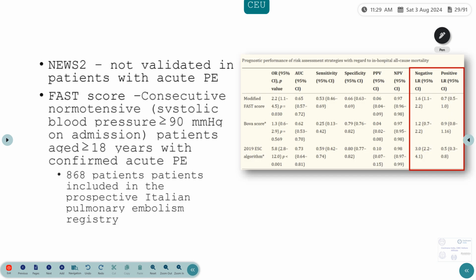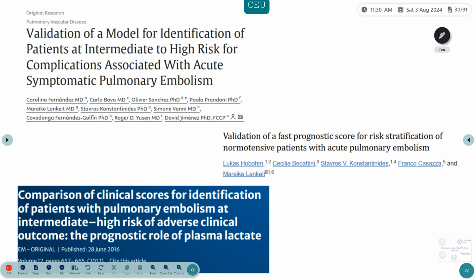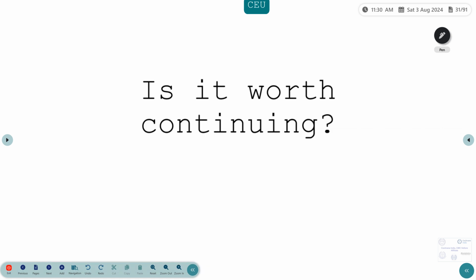So coming back to the validatory studies, the FAST score has also been compared. This study looked at the modified FAST, BOVA and the 2019 ESC scores, 868 patients in an Italian pulmonary embolism registry, and they have validated it. They have looked at again sensitivity, specificity and likelihood ratios, and this has also been validated. I have just put the studies which we had looked. These are the validated studies which looked at the results we just looked at.